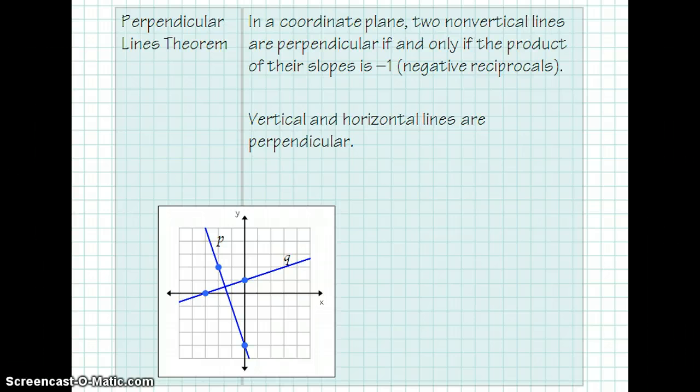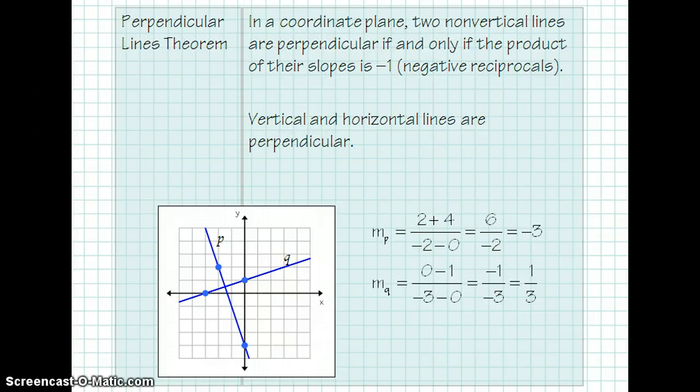So the two lines that I've got here, the slope of line P is going to be -3, and the slope of line Q is going to be a positive 1/3. Well, if you take -3 and you turn it upside down, you get -3 over 1. Well, -3 over 1 and 1 over 3 are what are called opposite reciprocals or negative reciprocals. So the two lines are perpendicular.